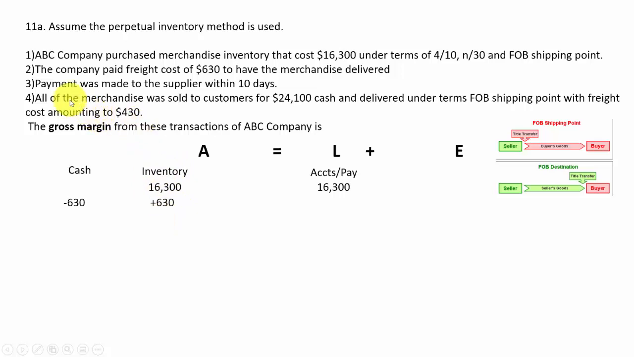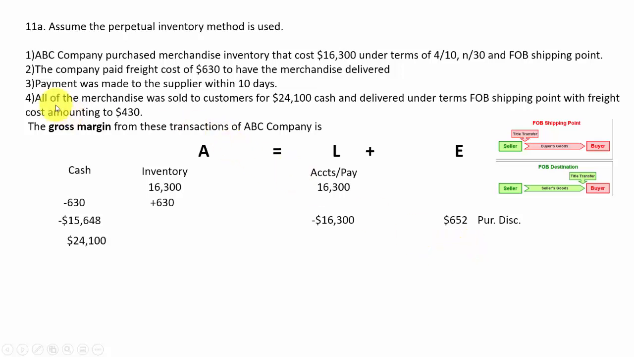The next thing we'll do is we have a payment made to supplier within 10 days. So our terms were 4/10, n/30, which means you get a 4% discount if you pay within 10 days, which they are, and it's net 30 if you don't pay within the discount period. So we did, so we're going to make this payment, and we're going to reduce cash by $15,648 and reduce accounts payable by the full amount, $16,300, and then show under equity this $652, which will be a purchase discount.